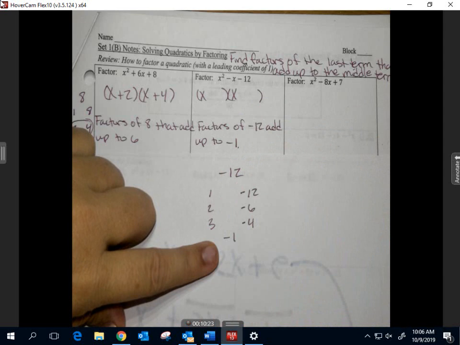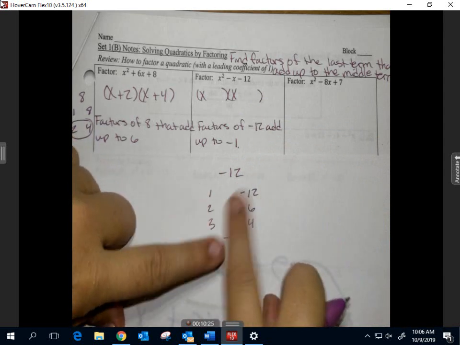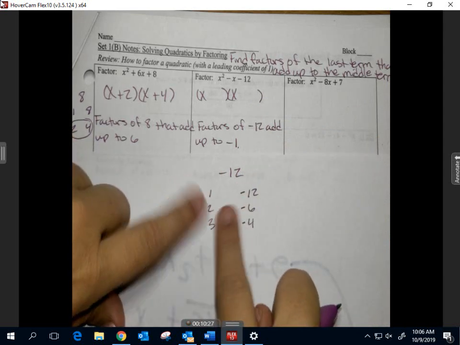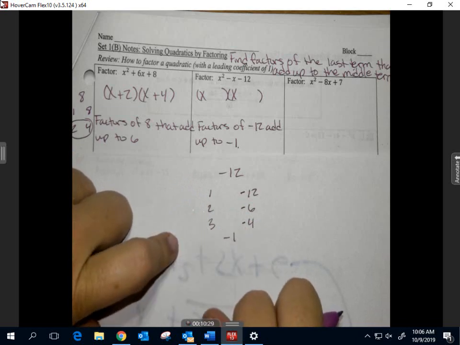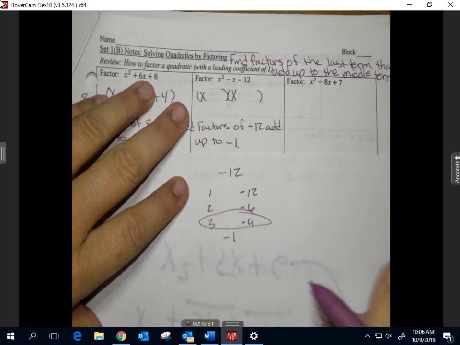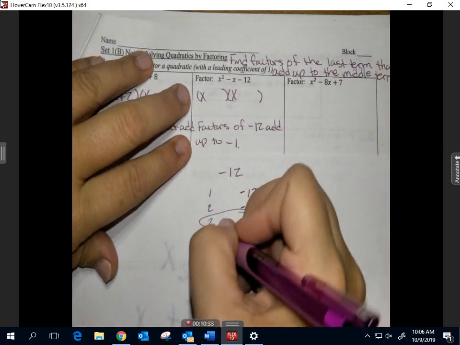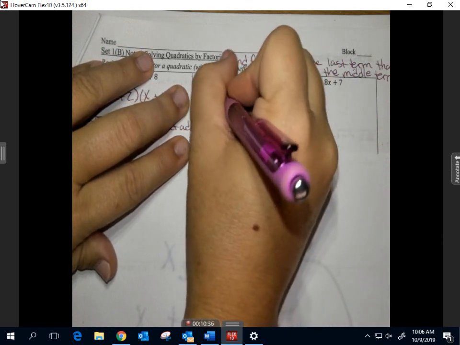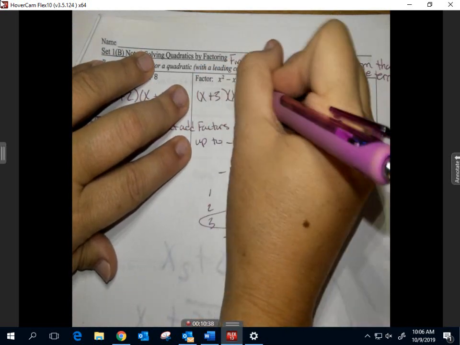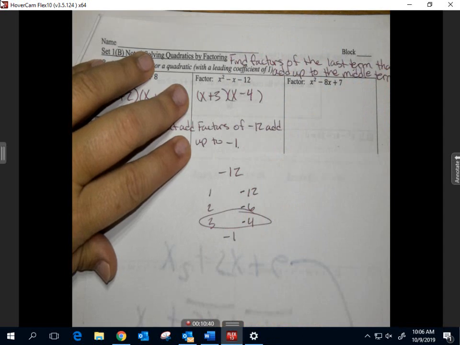Got it? So now if we start adding them together, which one adds up to negative 1? 3 and 4. That's right, 3 and negative 4. So this is positive 3, so I'm going to put plus 3. This is negative 4, I'll put minus 4. So see how negatives can be just a little bit harder?